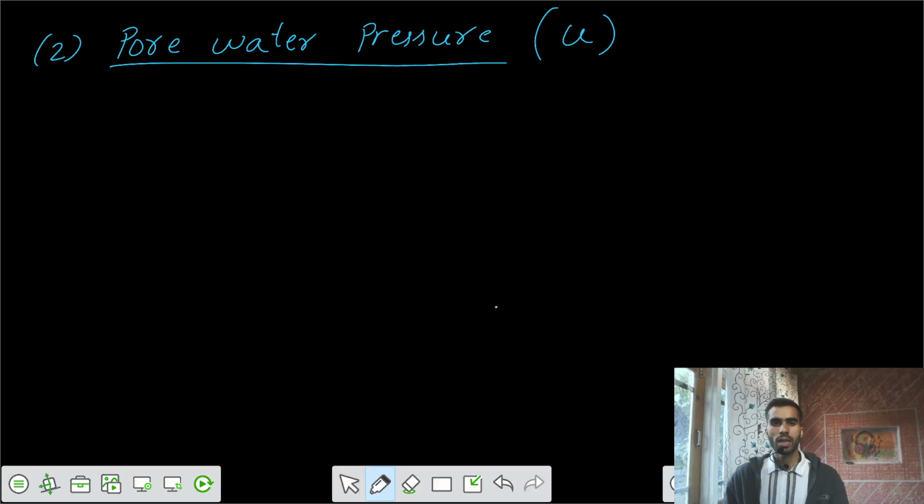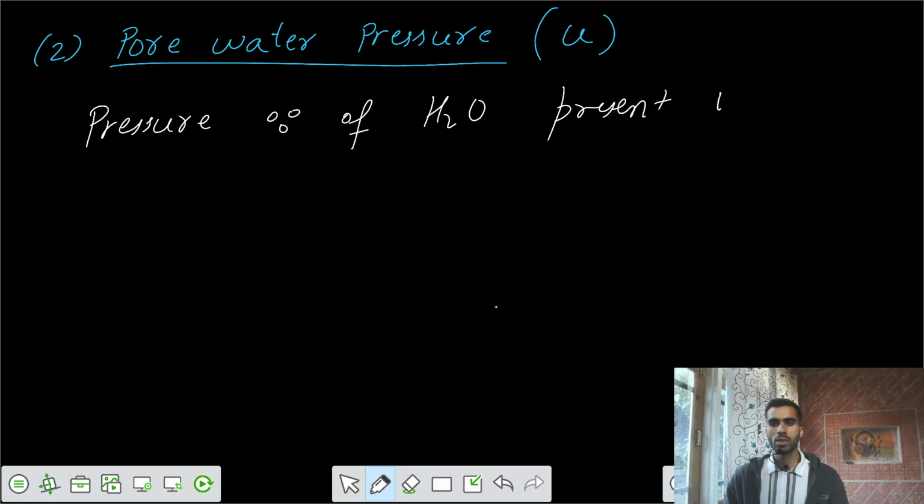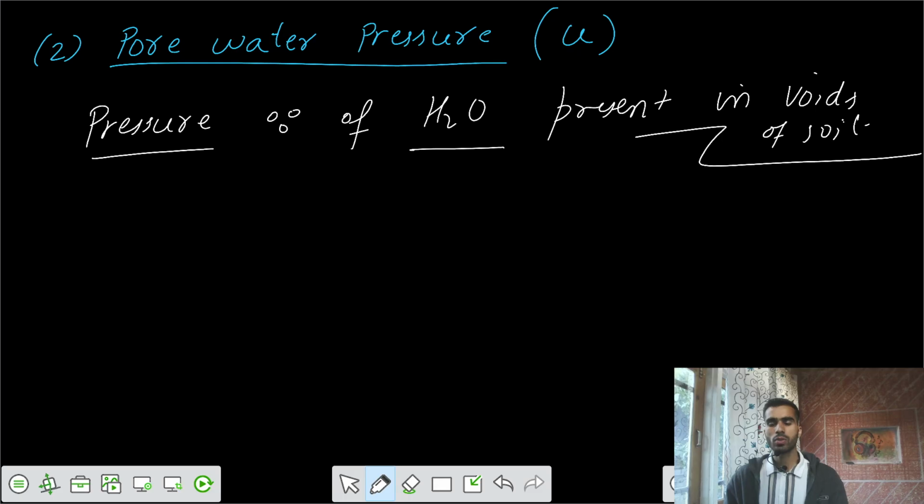So this is the pressure because of the water present in the voids of the soil. Isn't it easy? What is the pressure because of water in the voids of the soil? That's your pore water pressure. This is also measurable.